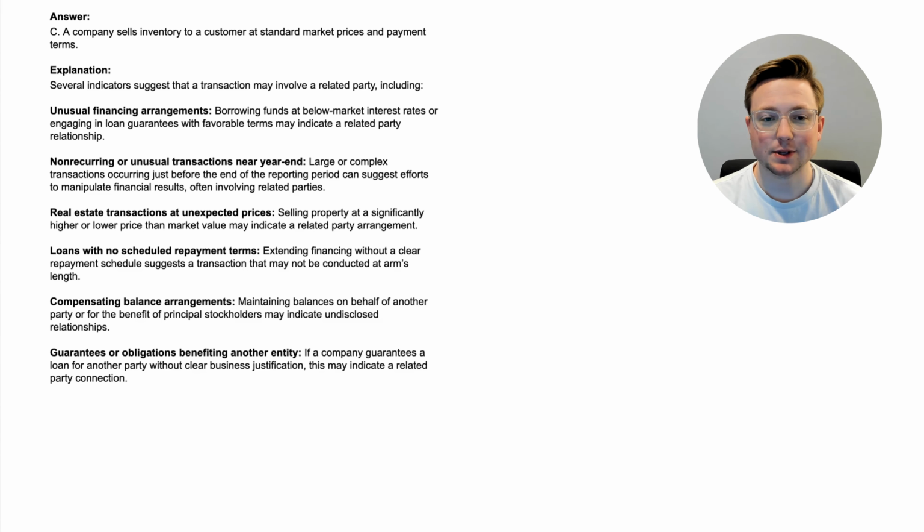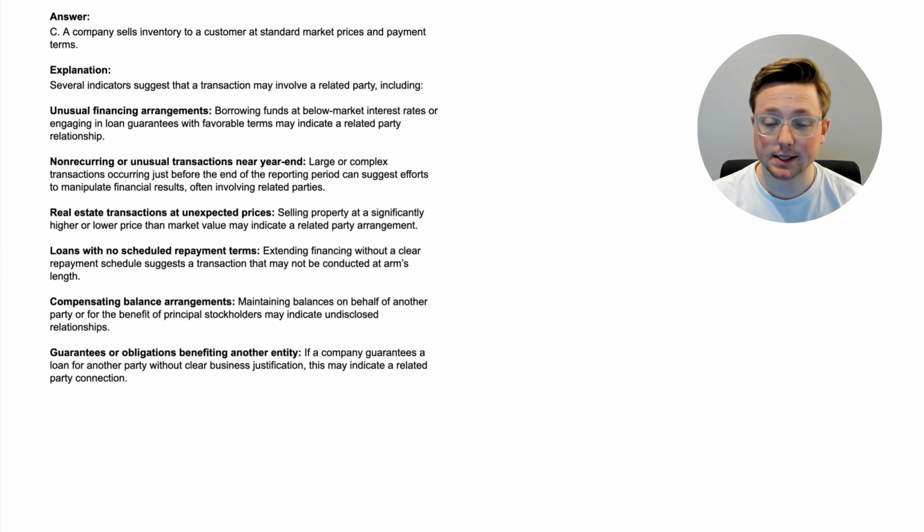All right, here we are. The answer is C. A company sells inventory to a customer at standard market prices and payment terms. So that would not be an indicator of a related party transaction. And I think that's pretty easy to see. Now let's talk about a lot of the things that would be indicators of related party transactions. This question is very important because I'm telling you a lot of different things that you'll need to know. So let's go through this.